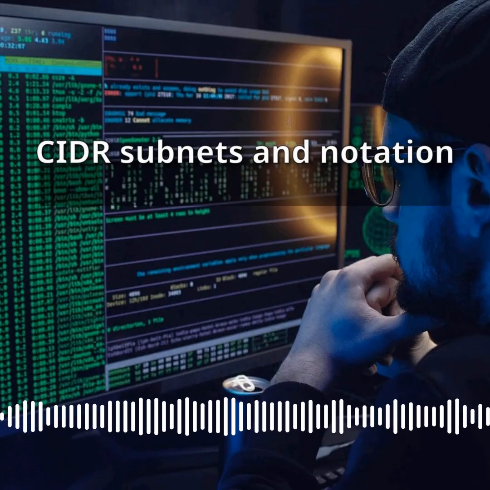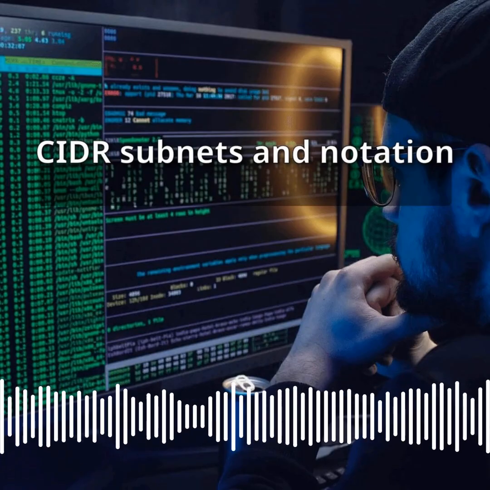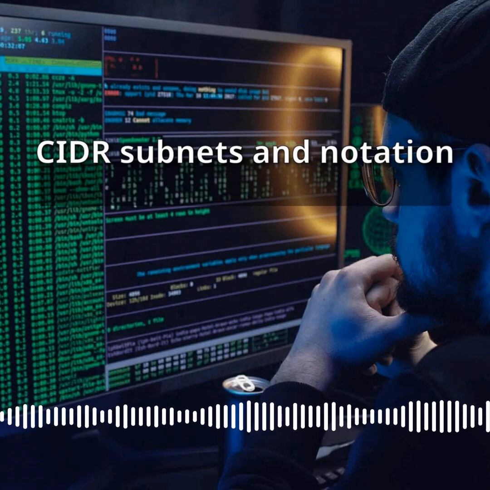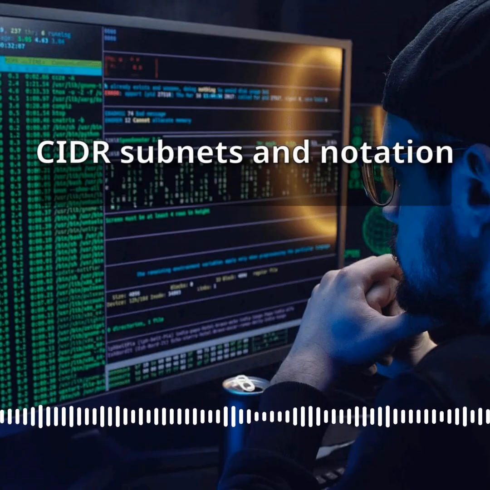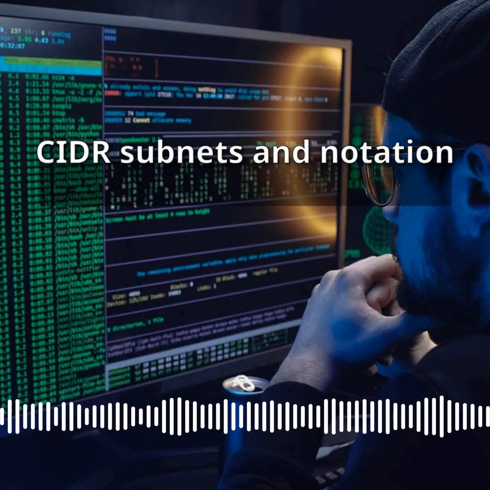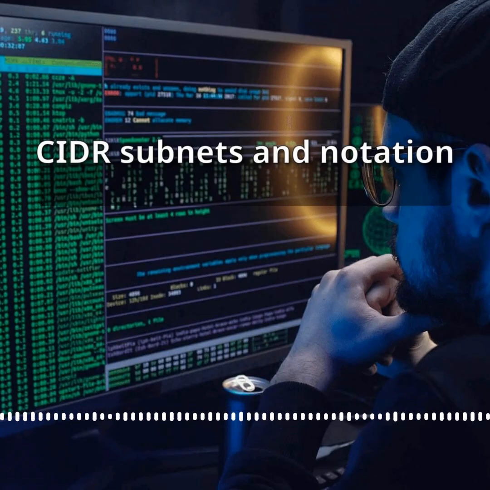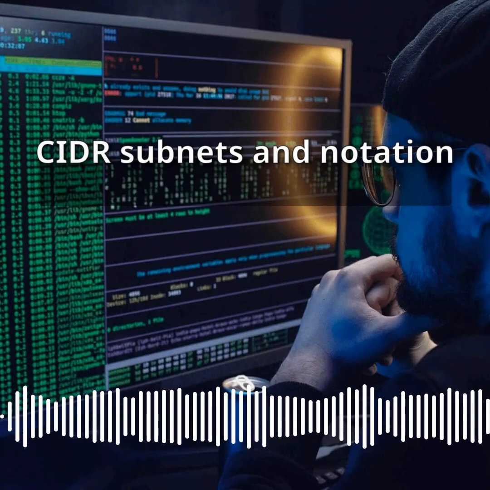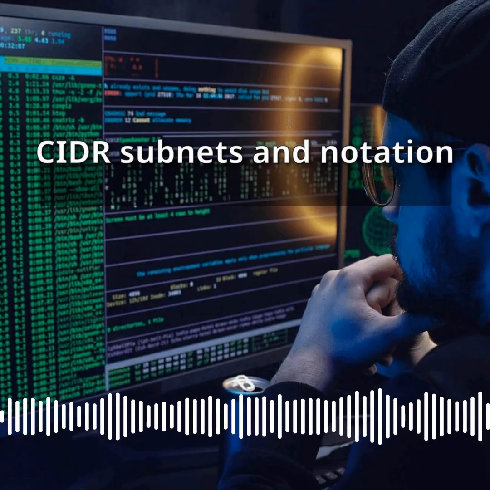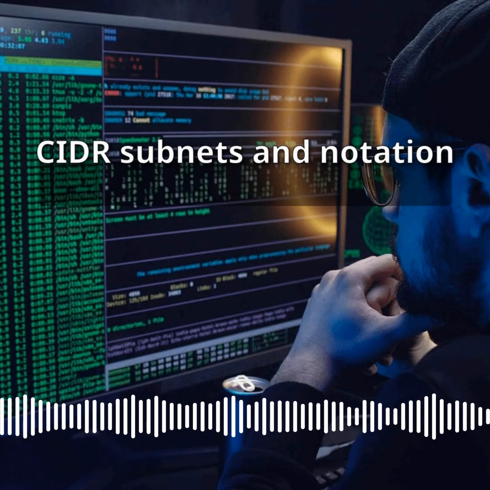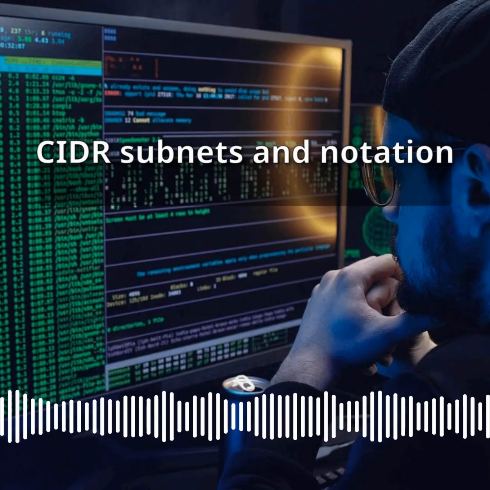To fully understand CIDR, you need to understand the subnet mask. A subnet mask is a 32-bit number where all the network bits are set to 1 and all the host bits are set to 0. For a /24 network, the subnet mask in binary is 24 ones followed by 8 zeros, which translates to 255.255.255.0 in decimal notation. For a /16 network, the subnet mask is 255.255.0.0. For a /8 network, it is 255.0.0.0. For a /28 network, the subnet mask is 28 ones followed by 4 zeros.